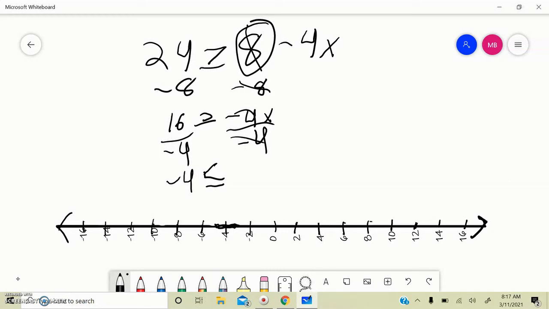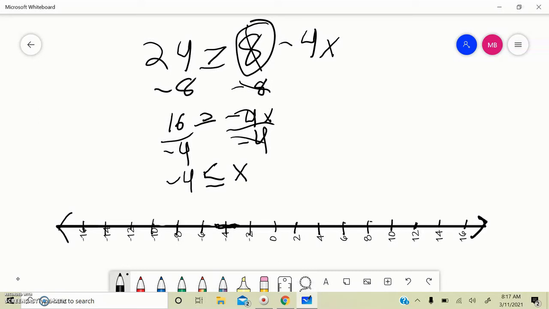It's less than or equal to because I am dividing by a negative. Whenever I'm dividing or multiplying by a negative, I have to flip my sign. So now my final answer is going to be negative 4 is less than or equal to x.